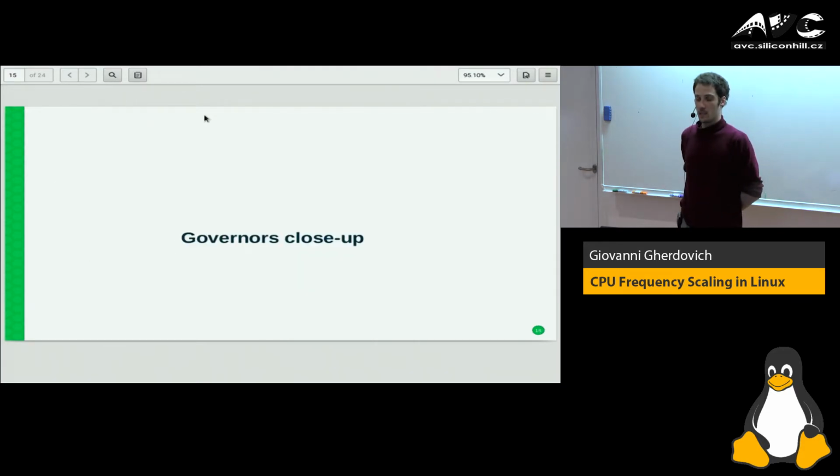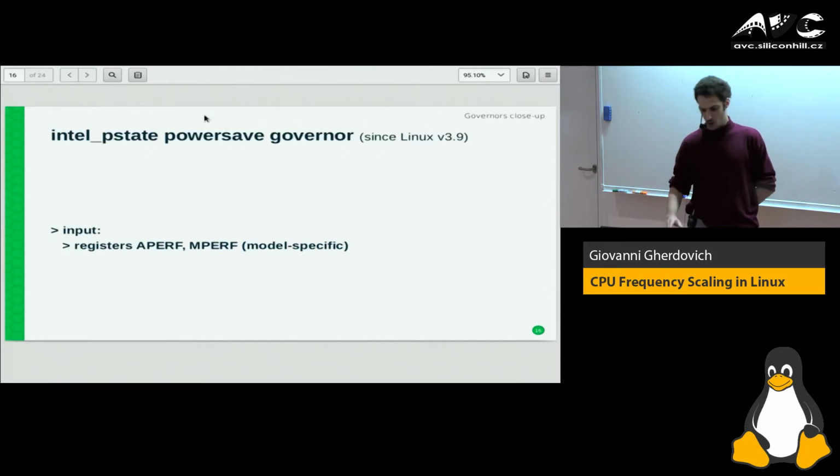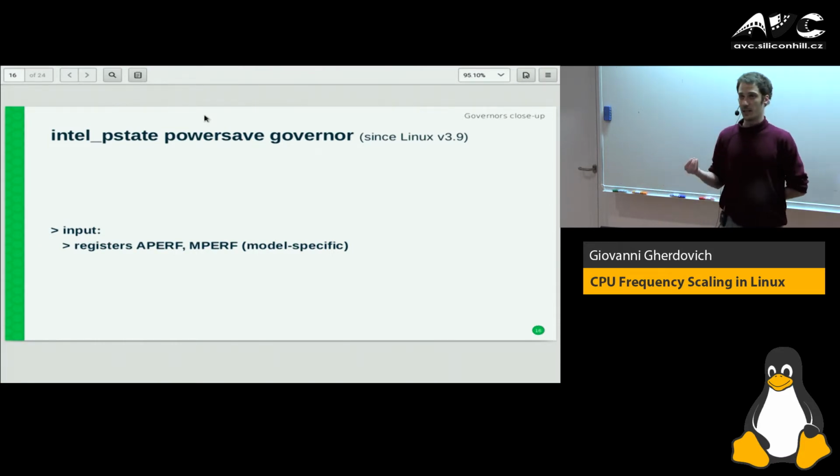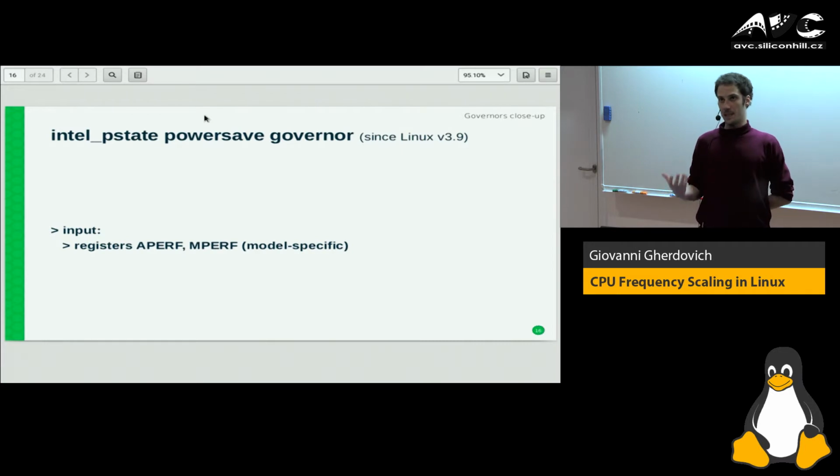Now let's examine a couple of governors. First off, PState itself with power save that I just mentioned. So why is this governor working so well? Very simply put, because it reads a model-specific register from the CPU that gives a very accurate value about the past load of the CPU. So the secret sauce is this.